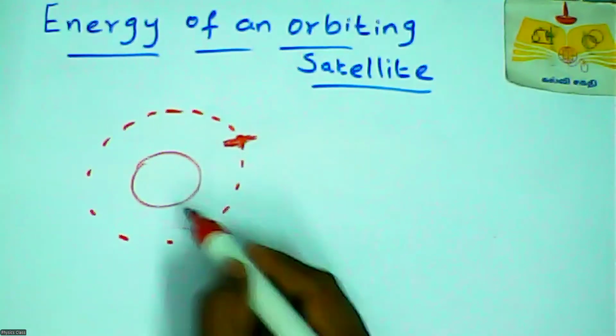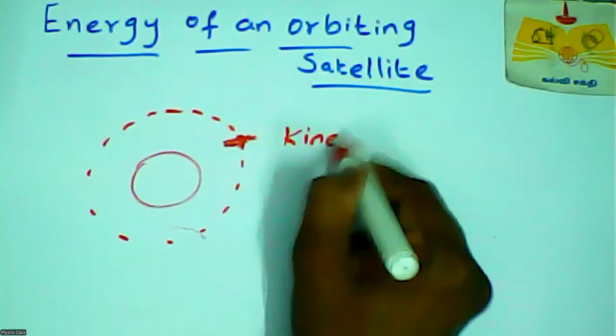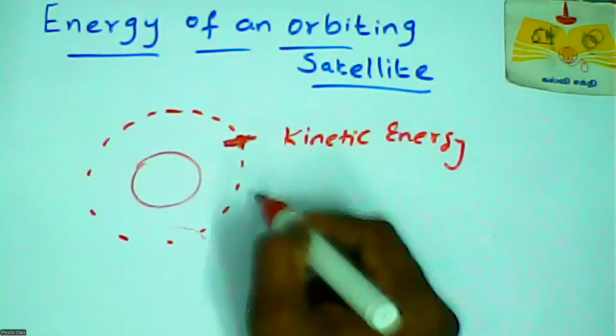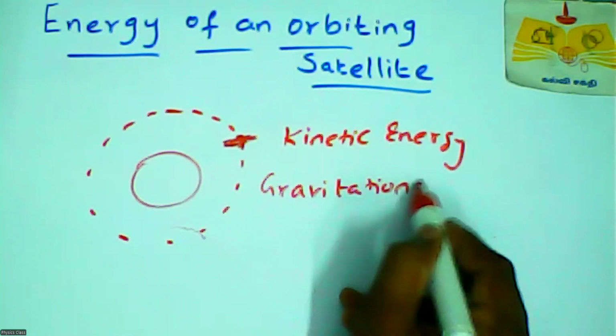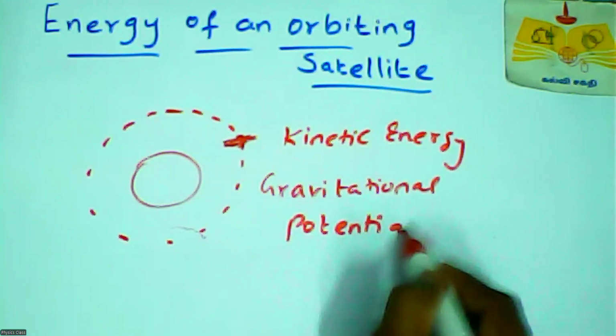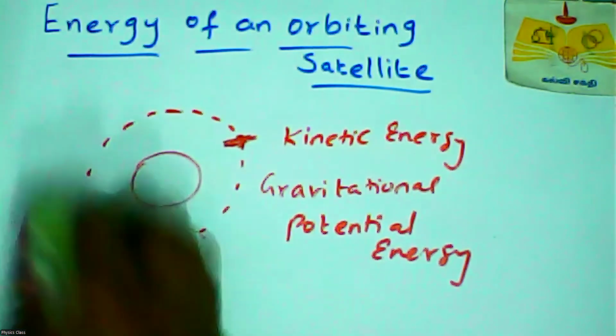A satellite in a circular orbit around the Earth has two main types of energy. One is kinetic energy. Another one is gravitational potential energy. For simplicity, we can just say potential energy. Okay, good. So, a satellite in a circular orbit around the Earth has two main types of energy: kinetic energy, and gravitational potential energy, or for simplicity, potential energy. Okay, right.